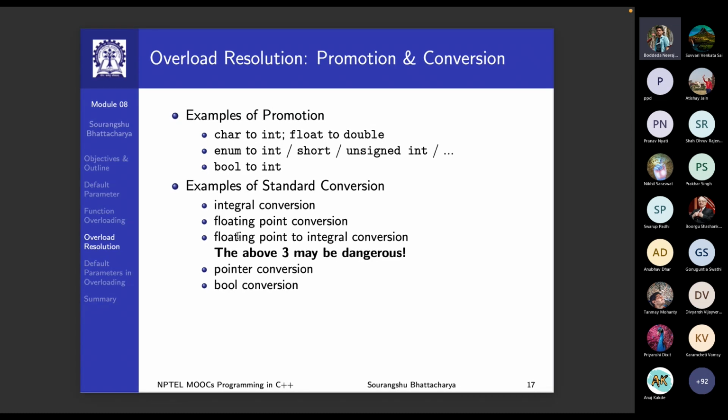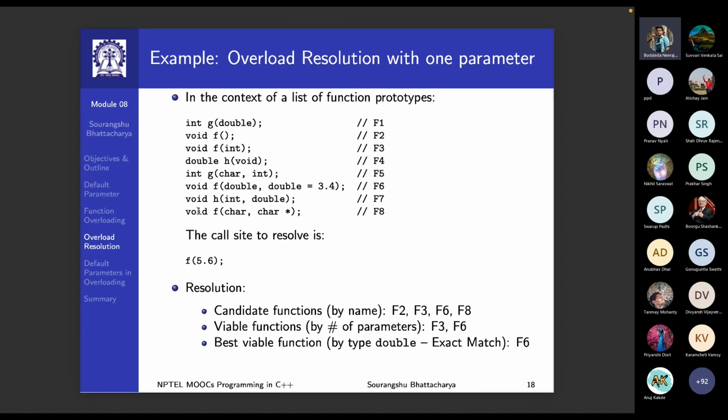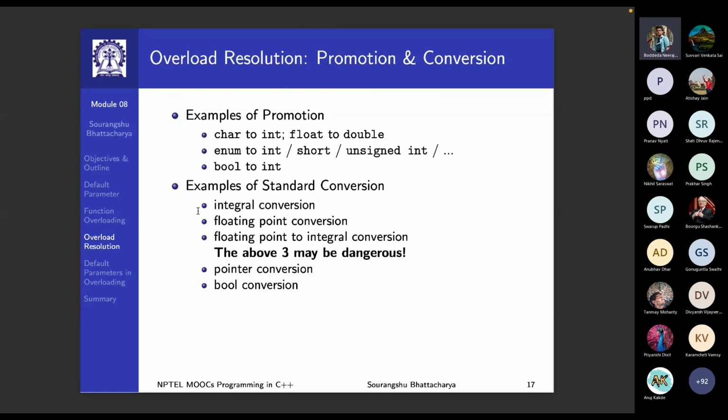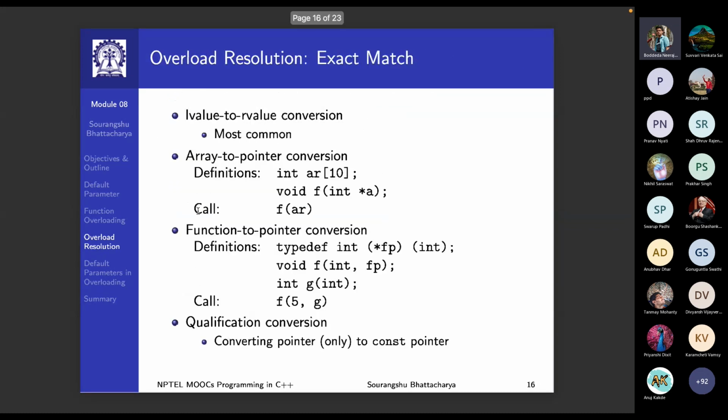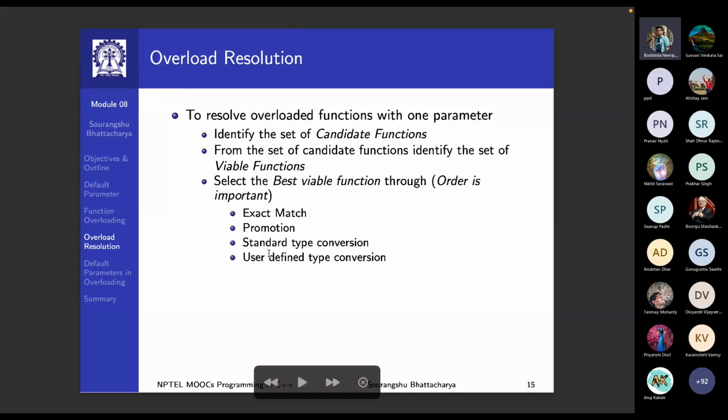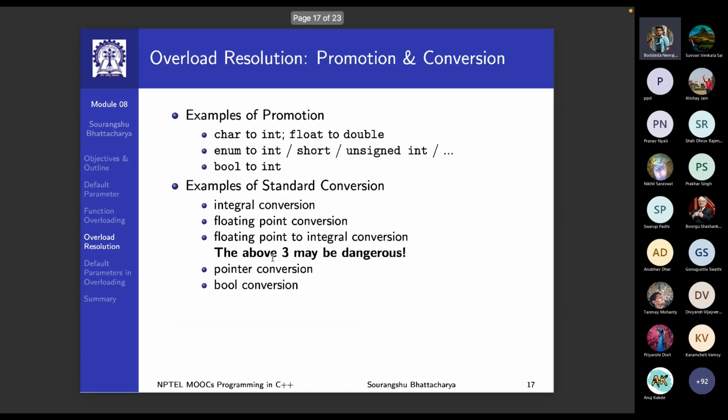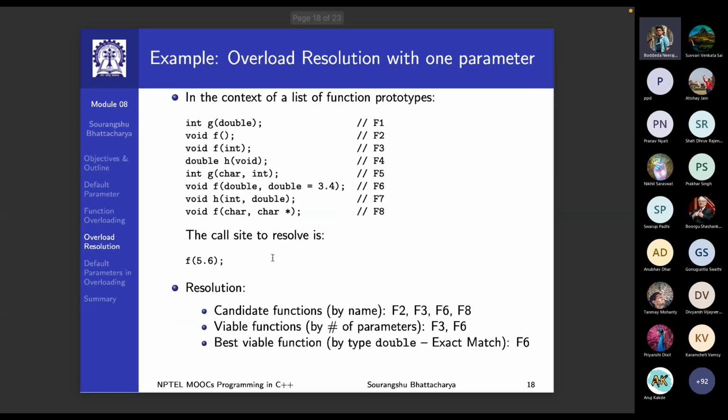And if there is no standard conversion, then the last thing is user defined type conversion. If there is a conversion from one user defined type to another user defined type, we'll come to this when we actually come to classes and all that. But this is the order.